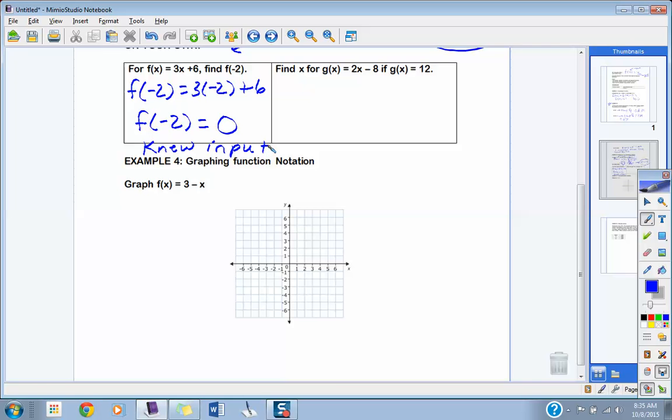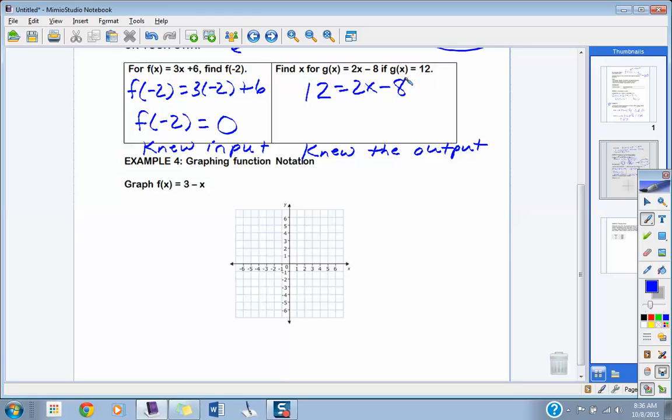Now the second one differs a bit. Instead of knowing the input, what do we know this time? What do you know in that second example? Input or output? You know the output. It says solve for what? X. So we have to leave the x alone. So we're going to replace all of this g of x on the left with what value? 12. So we'll say here, hey, we know the output this time. We knew the output before we started this. We're going to say 12 equals 2x minus 8.